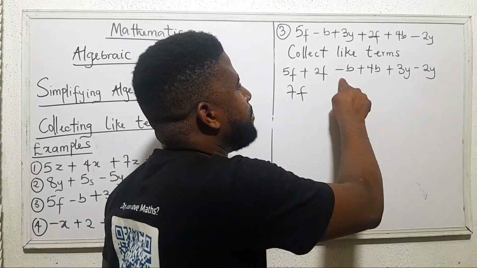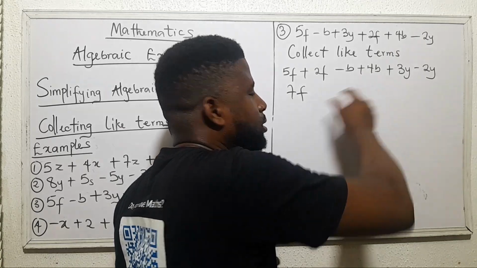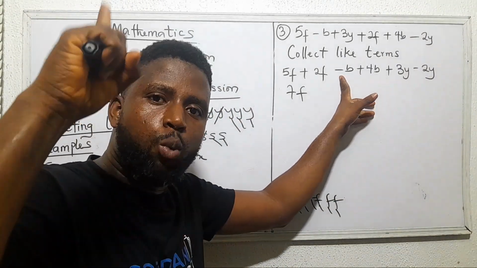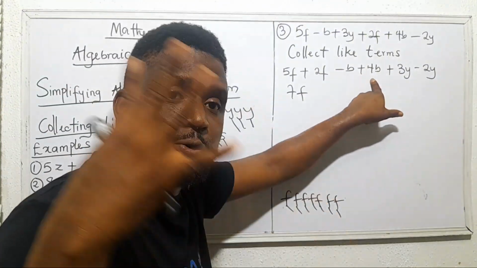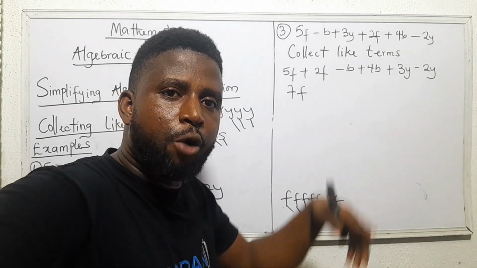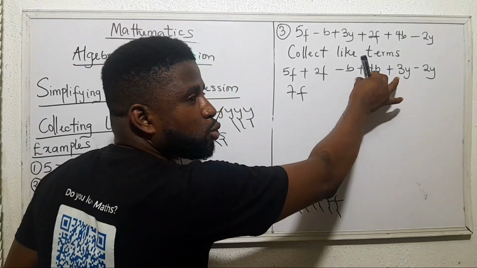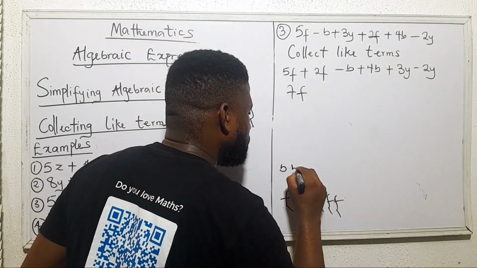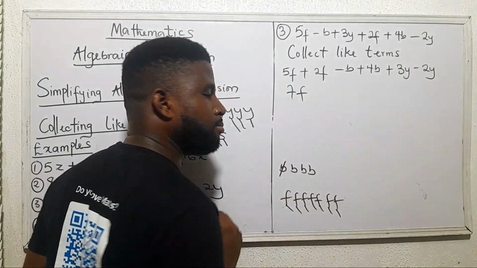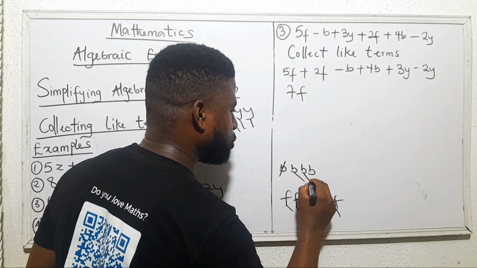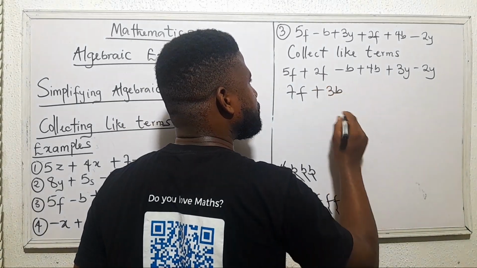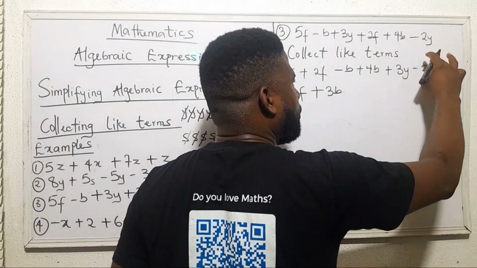Now I have minus b plus 4b. Now minus b is minus 1b, which means I'm owing 1b, but I have plus 4b. The wise thing to do is to take away my debt from what I have. So let me first count what I have, which is 4b. 1, 2, 3, 4. I'm owing 1, so I pay my debt. What would I have left? 1, 2, 3. I'm still the owner, which is plus 3b.